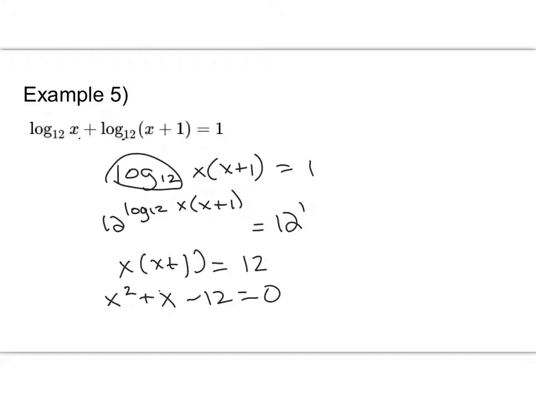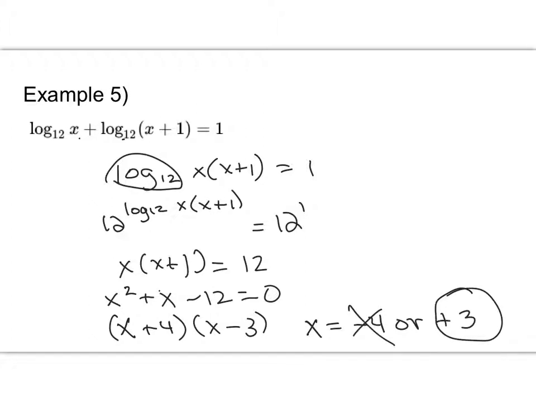And if I go ahead and factor that, I get x plus 4 times x minus 3. And when I solve that, shoot, I didn't make the bell. Oh well. I get x equal to -4 or +3. The only solution I can have in this case is +3 because I can't take the log of a negative number. So if I tried to plug in -4 back into the original equation, I'd get an error. So +3 is my only solution.